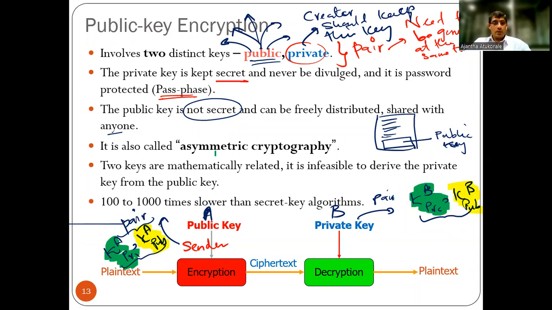So this method is called asymmetric key because you can see two different keys, a private key and a public key, are being used. Because of that, we don't call it the same key. The two keys are mathematically related, as I told you now. They are related, and it's infeasible to derive the private key from the public key.